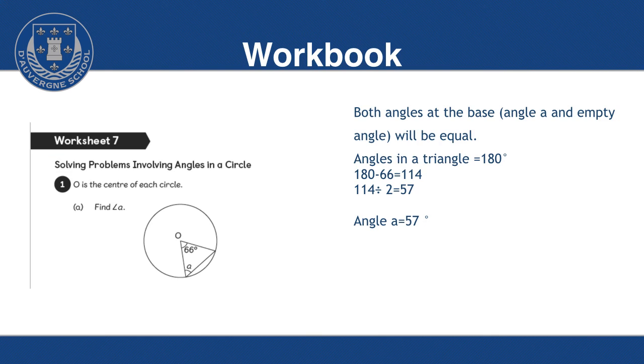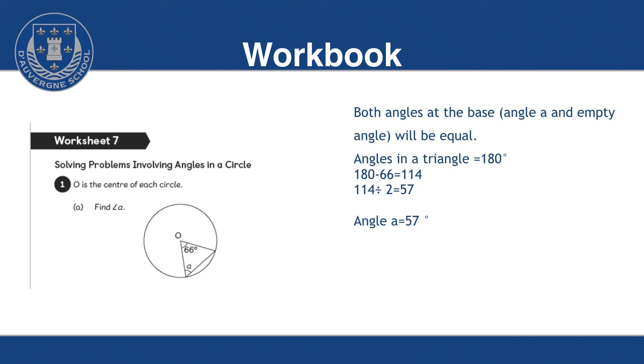In your workbook, we've got a triangle inside the circle which has a centre point O. We know that both angles at the base, so angle A and the angle that hasn't got a name, will be equal. Angles in a triangle we should remember equal 180 degrees.